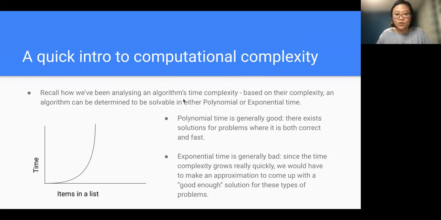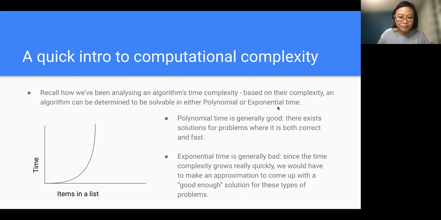So here we have a quick intro to what we call computational complexity. So recall that in a past lecture in this series, we had a talk about algorithm complexity. It's a way for us to quickly evaluate how long a problem will take to be solvable. But based on their complexity, an algorithm can be determined to be solvable in either polynomial or exponential time.